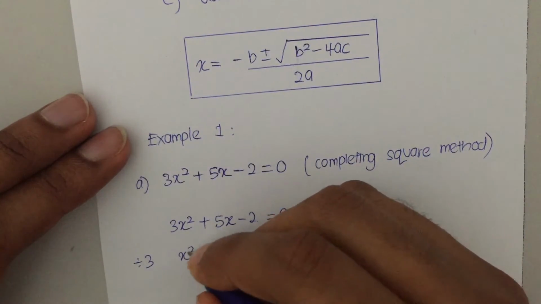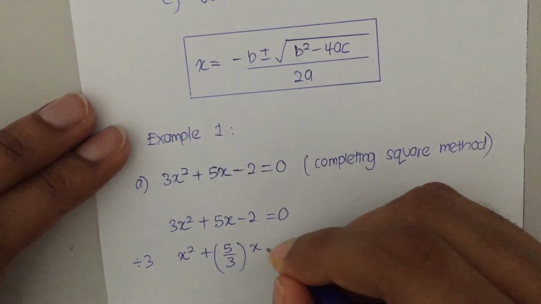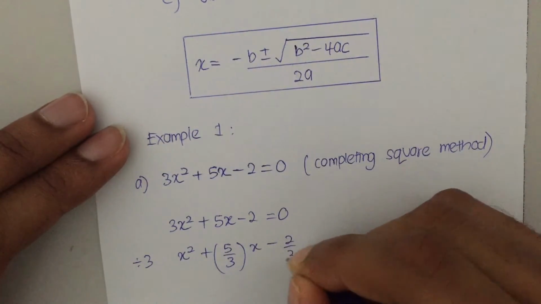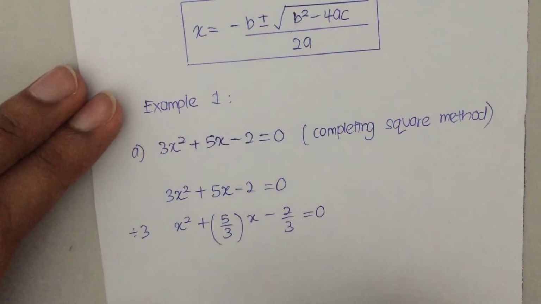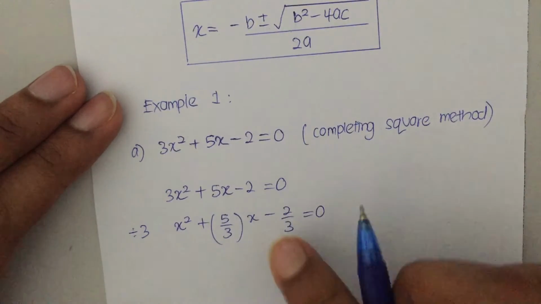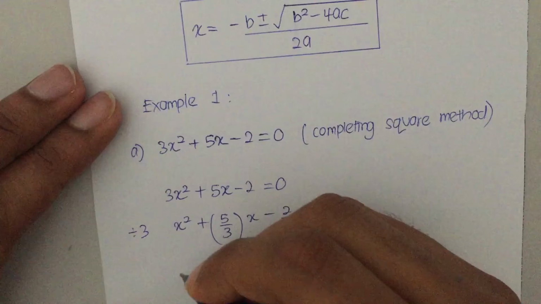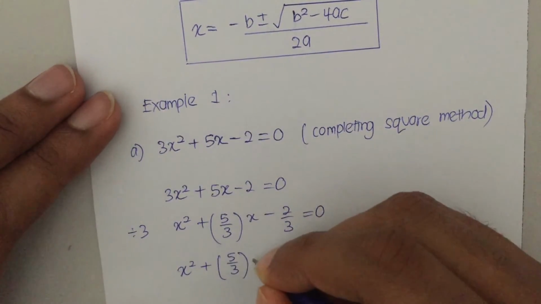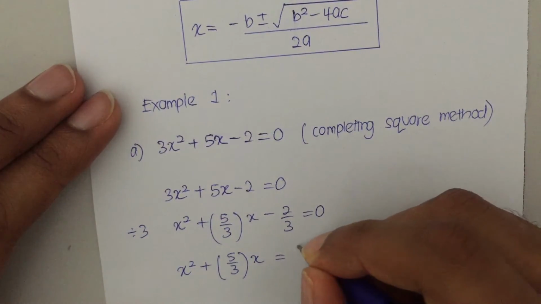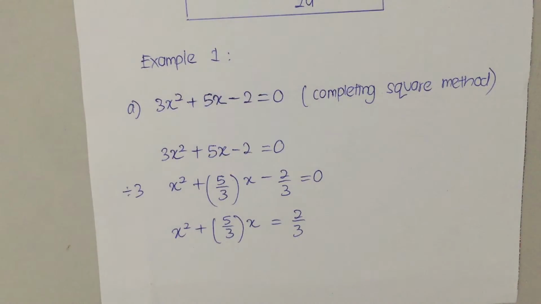So you're left with x squared plus 5 over 3, in the bracket, x minus 2 over 3 equals to 0. For the next step, this negative 2 over 3 from the left hand side, we're going to move it to the right hand side. So from here, it will become x squared plus, in the bracket, 5 over 3 x, equals to 2 over 3. Up until now, I hope the students were able to grasp the concept, guys.